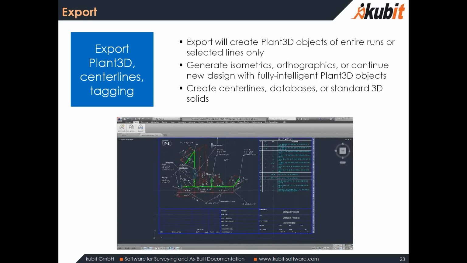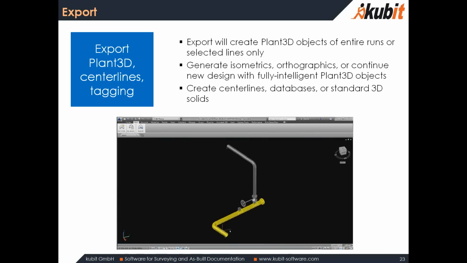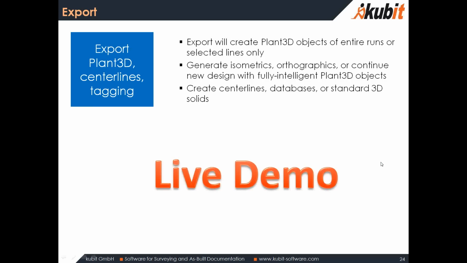Now, what you're seeing on the screen here is the actual Plant 3D export, and we've spent a lot of time with the Plant 3D team to automatically create Plant 3D objects right out of the cloud. And then from there, you can generate your isometrics, you can continue your new design, do whatever you need to in your piping design package.